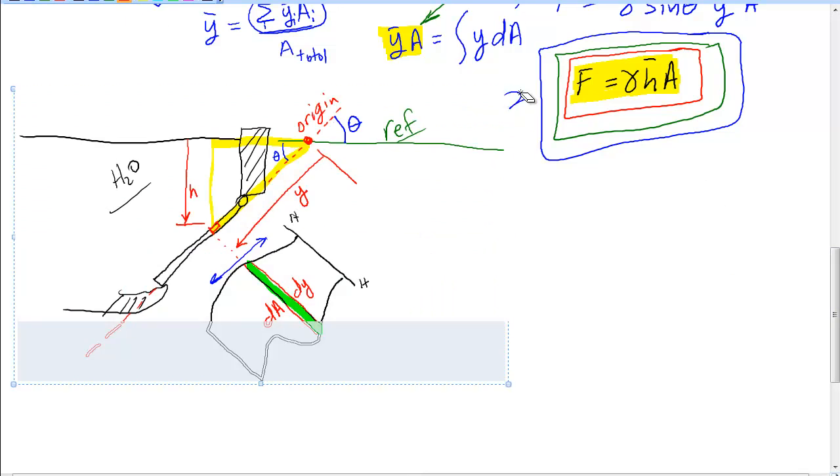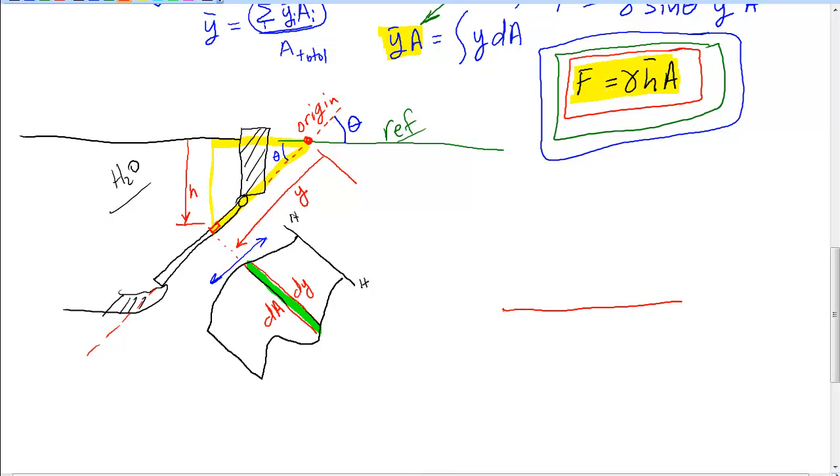Now I already know this. Now we have to keep in mind that we know that. But now what we're interested in is, where is this force located? Now, back in statics or something, let's just review for a second.